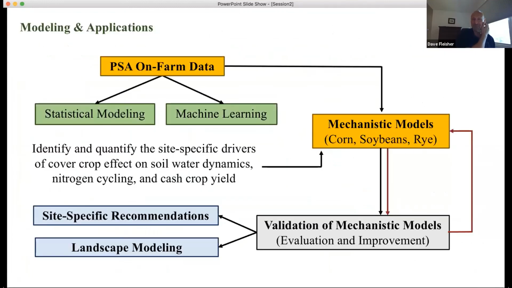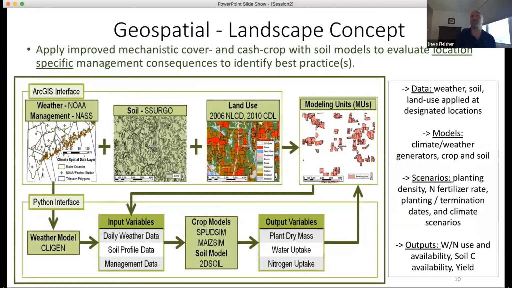So Arlie really did a great segue into this, and I just want to emphasize that for the common experiments, a lot of that data we're going to be using to ground truth our mechanistic models. So there's really a strong connection between our groups. Because the models are mechanistic, we can use them to not just make site-specific recommendations, but we can actually forecast into this arena called what-if type questions.